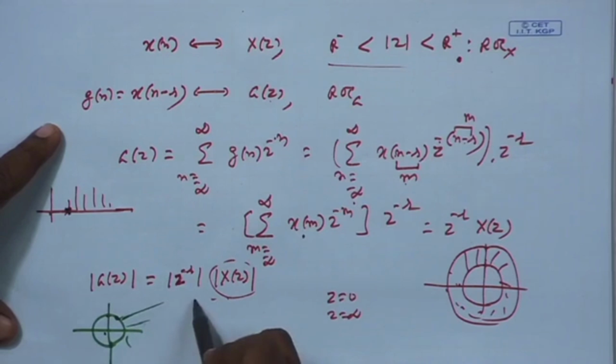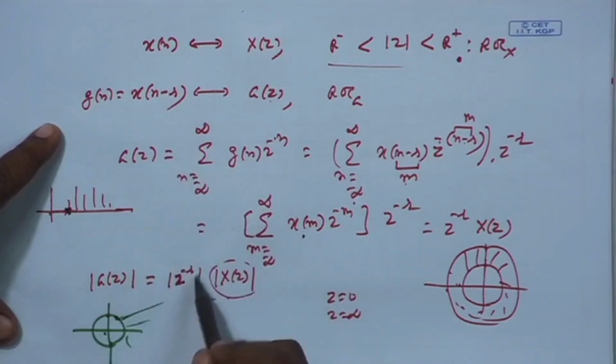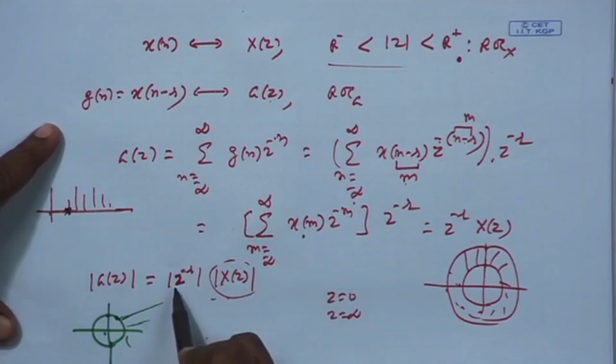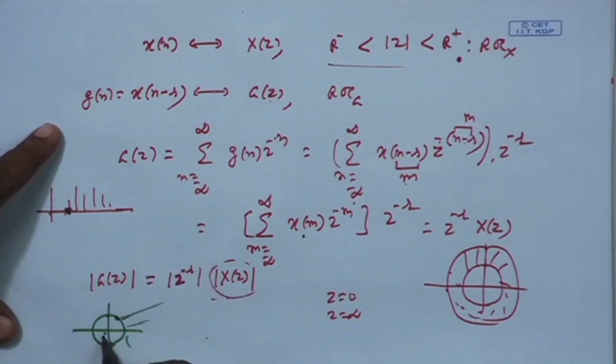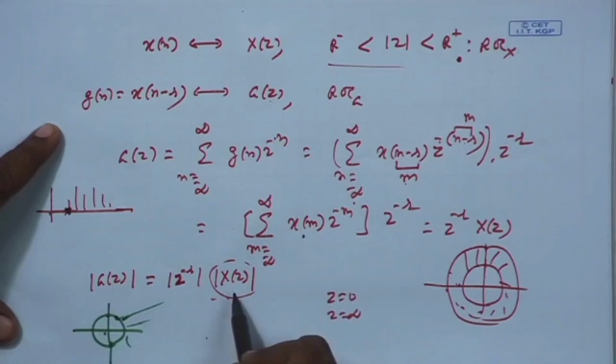So this will exist, because even if we put z equal to infinity, if r is positive, suppose, then it is a negative power of z, and even if z is infinity, this will exist. And z equal to 0 will not occur here, because I am starting from a circle and going out. So in this case again G(z) will have the same ROC as X(z).